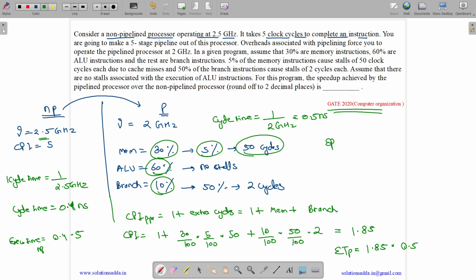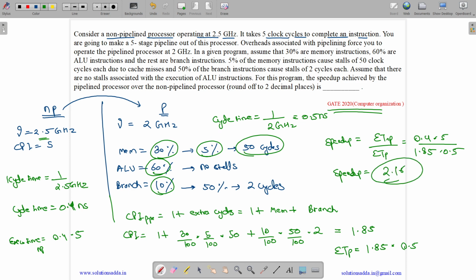So what is our speedup? Speedup is equal to execution time for non-pipeline divided by execution time for pipeline. So execution time for non-pipeline is 0.4 into 5 and for pipeline it is 1.85 into 0.5. So speedup comes out to be approximately 2.16 up to 2 decimal places. So the answer to this question is 2.16.